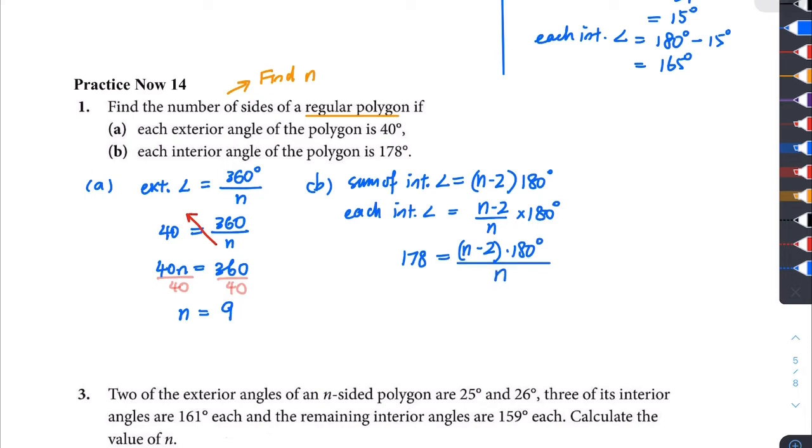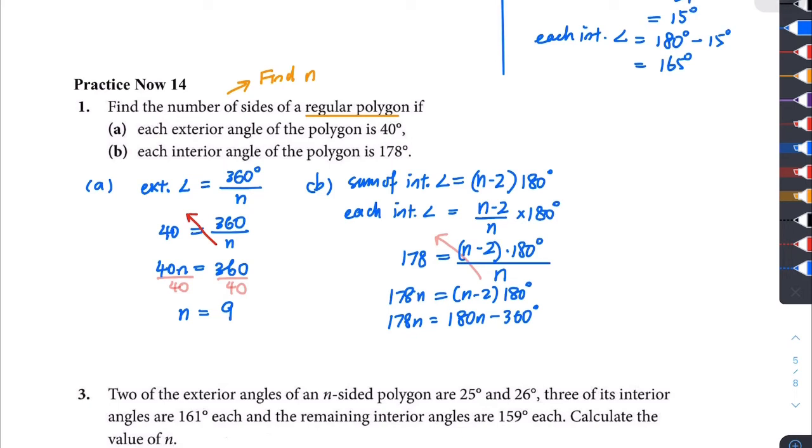So what we can do is our usual cross multiply. So we get our 178n. Sorry, pardon me and my pen. 178n is equal to n minus 2 times 180 degrees. Let's expand a bit more. 178n is equal to 180n minus 360.